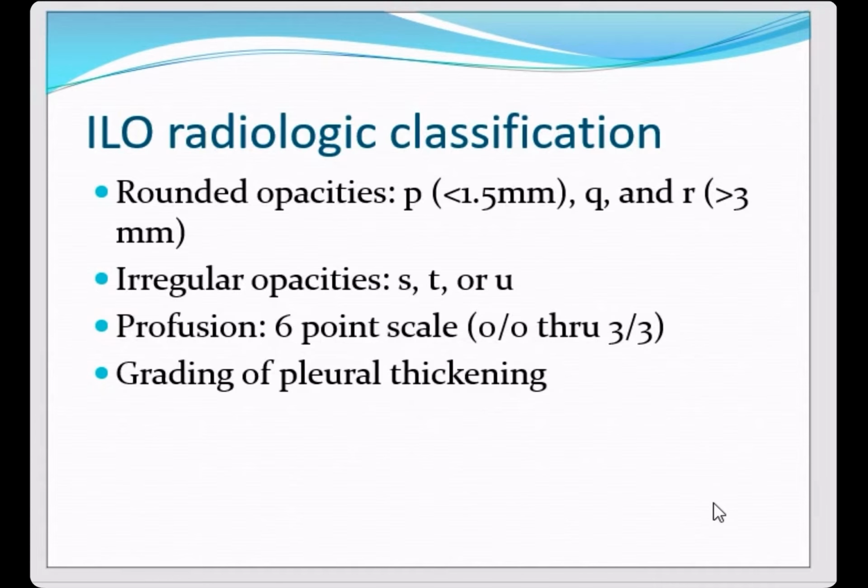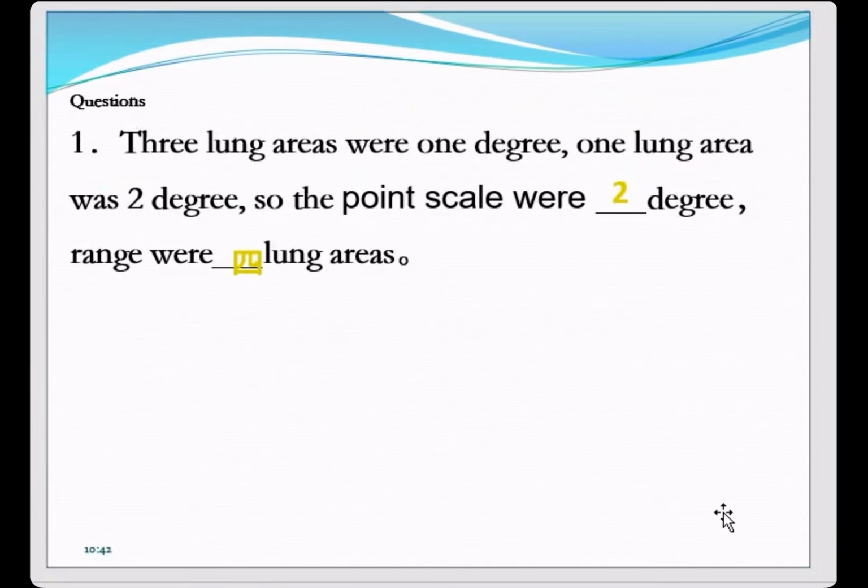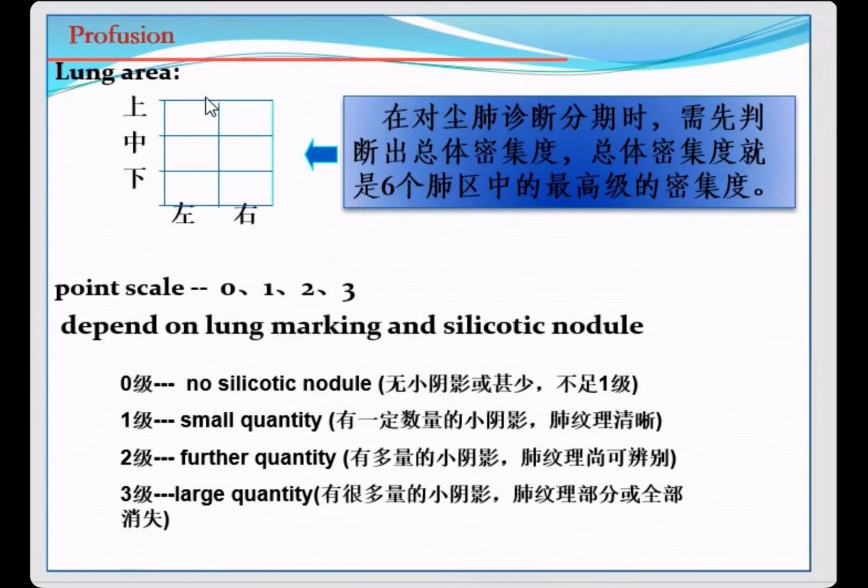Besides them, ILO also identifies the profusion. They make it a 6-point scale. You may see from this picture, they show the 6-point scale of the lungs. These are the lung areas. The left part has 3 lung areas. At the same time, the right part also has 3 lung areas.